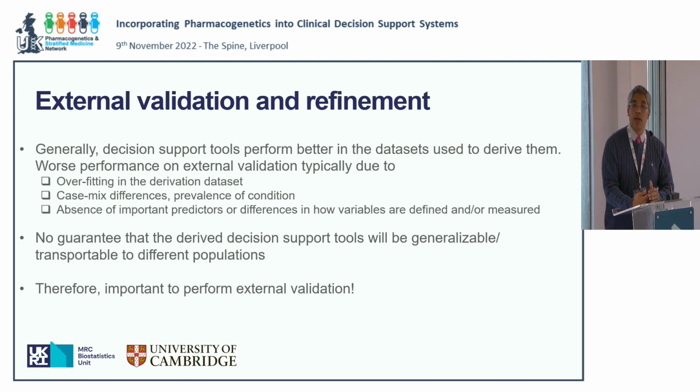in. Also, it may be to do with the fact that the prevalence of the condition that we're interested in is different in the two data sets. And it may also be the case that we have absence of important predictors or differences in how variables are defined and or measured in the new data set which we're going to use for external validation. So there's no guarantee that the derived decision support tool will be generalizable or transportable to these different populations. Therefore, it's really important to do this external validation to ensure that these models are fit for purpose.